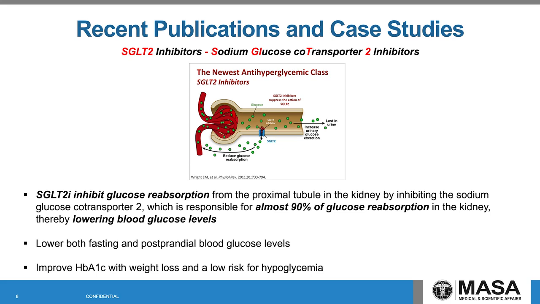SGLT2 inhibitors inhibit glucose reabsorption from the proximal tubule in the kidney by inhibiting the sodium glucose cotransporter 2, which is responsible for almost 90% of the glucose reabsorption in the kidney, thereby lowering blood glucose level. They improve HbA1c with weight loss and a low risk of hypoglycemia, and they became very popular in the past few years.